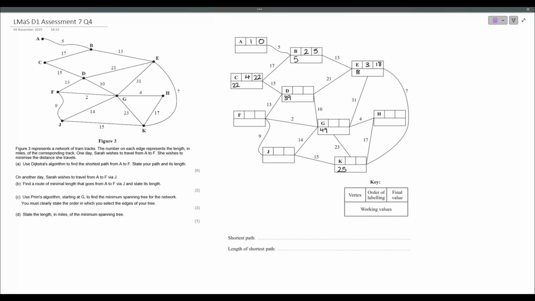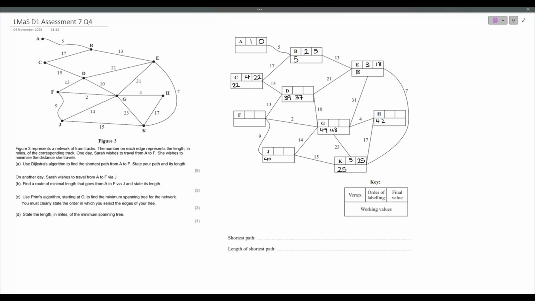And I'm going to update the working values around C. 22 plus 15 is 37. I'm going to visit the vertex with the next smallest working value. That's K. I'm labelling K fifth with final value 25. And I'm going to update the working values of all the vertices around K. 25 plus 15 is 40. 25 plus 23 is 48. And 25 plus 17 is 42.